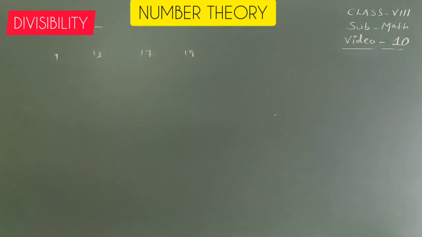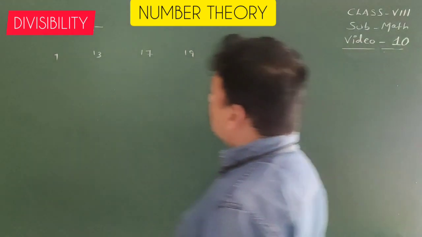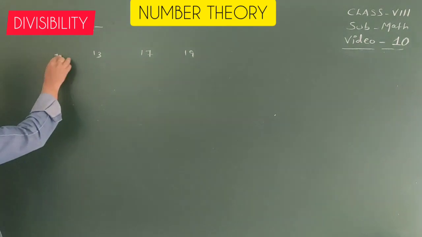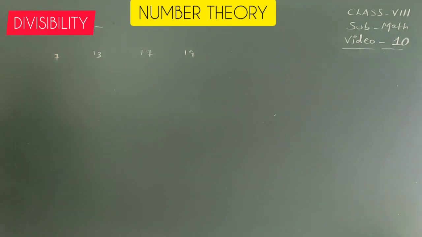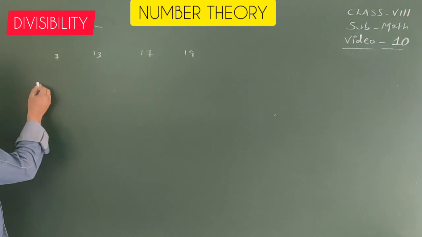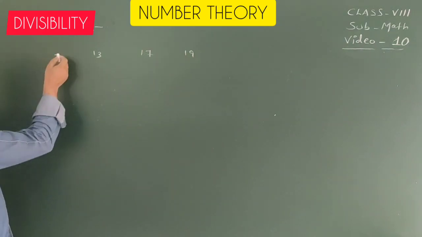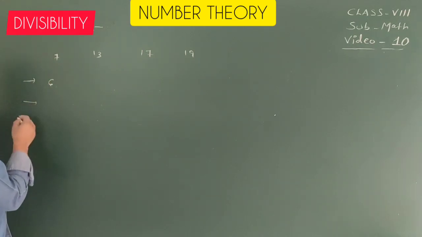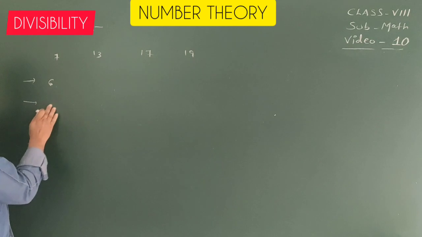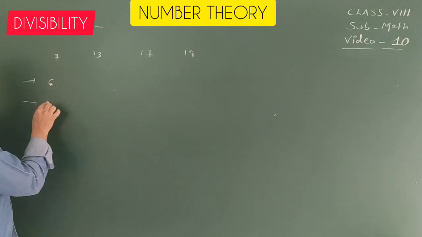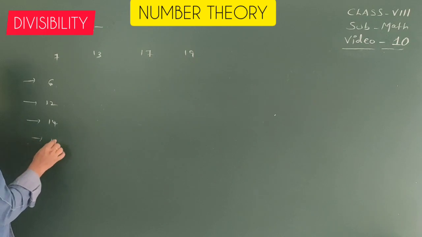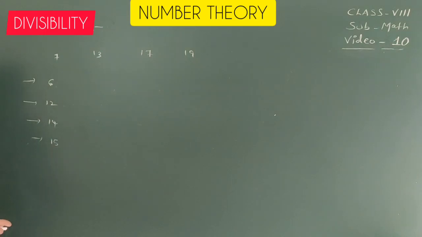Today, the remaining points from 1 to 20. Here, we have the divisibility rules for 6 and for 12 and for 14 and for 15. Like this.